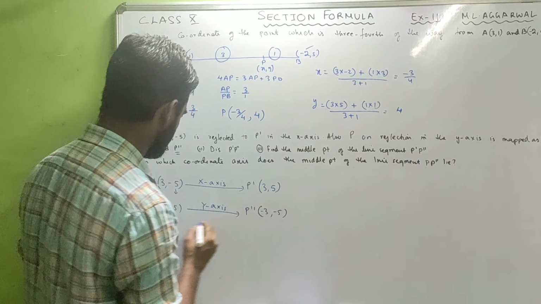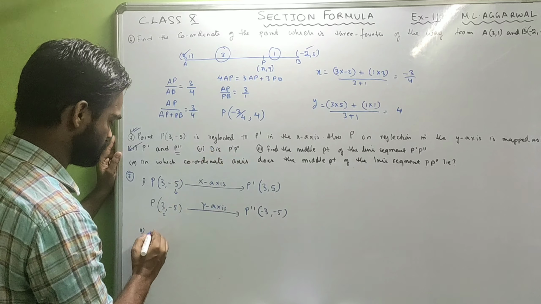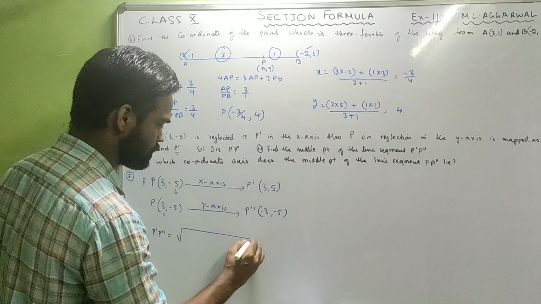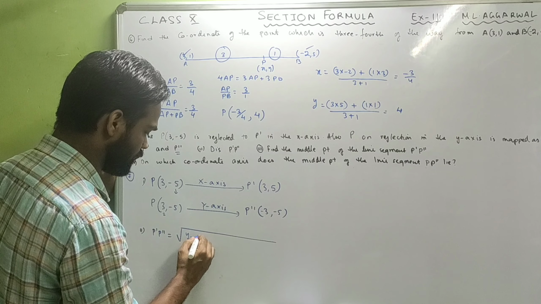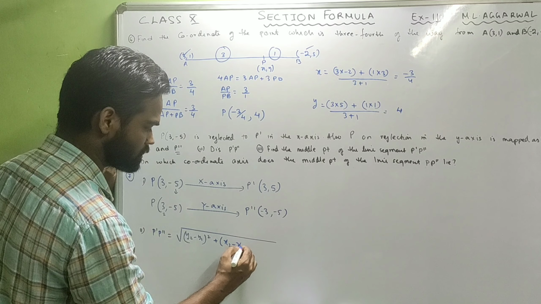Number 2, distance P dash, P double dash. We know the distance formula: y2 minus y1 whole square plus x2 minus x1 whole square.